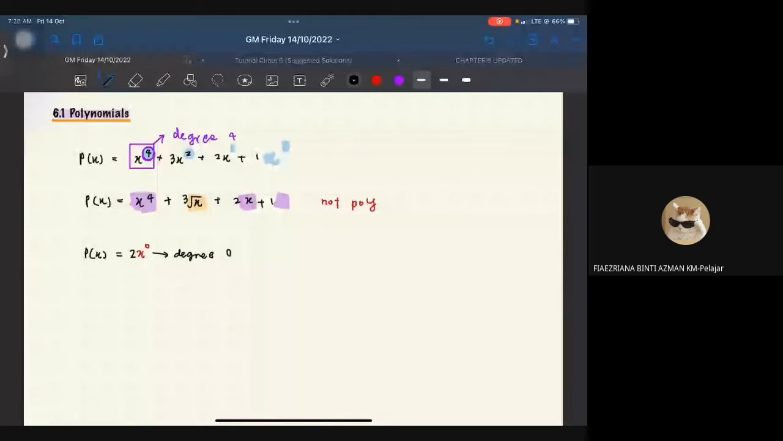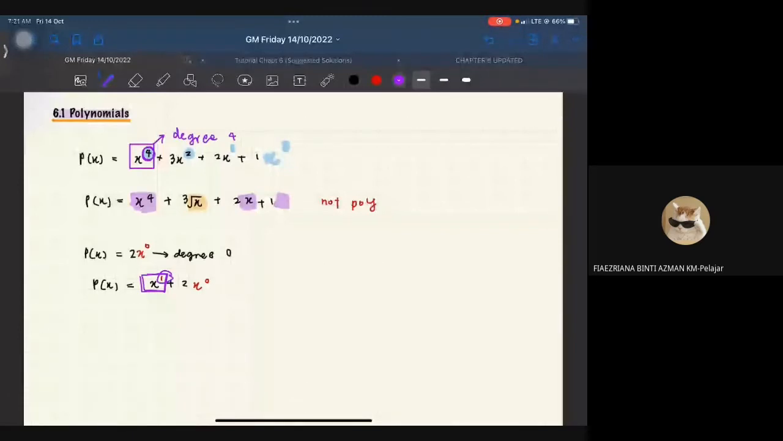Ini jawapan dia. Okay. Kalau untuk degree 1, contoh dia macam ni. Let's say we have px equals to x plus 2. Okay, so this one over here, kita ada x power of 1, x power of 0. So the highest degree dekat sini adalah 1. Kalau soalan tanya degree of polynomial, so awak cari mana yang ada x paling besar dia punya kuasa. So itu adalah kita punya degree.